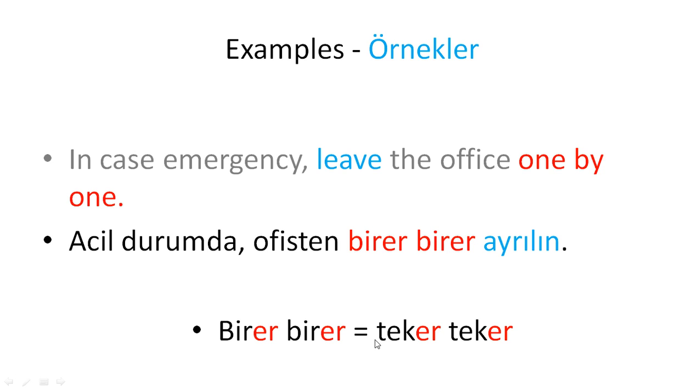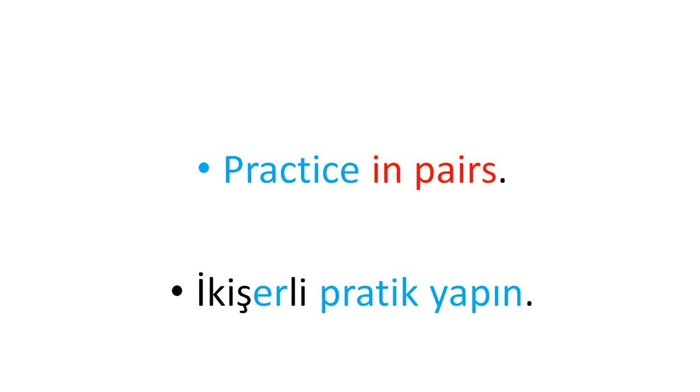Or you can see here, oh okay, I already gave it here: teker teker or birer birer. You may hear this from people, you know, if it happens. These are just examples. I didn't copy them or get them from anywhere. I just wrote these examples from my mind. Now let's see the next example: practice in pairs. In Turkish we say ikişerli pratik yapın.